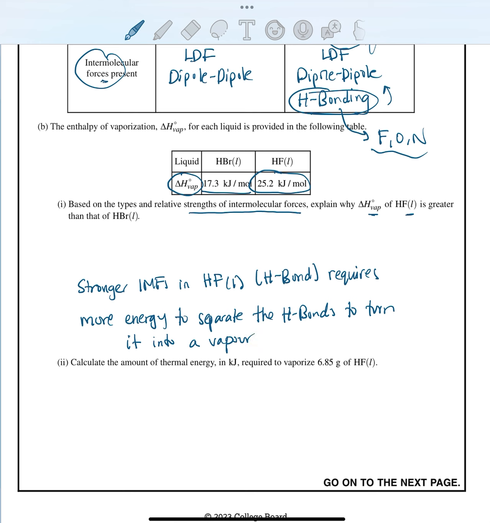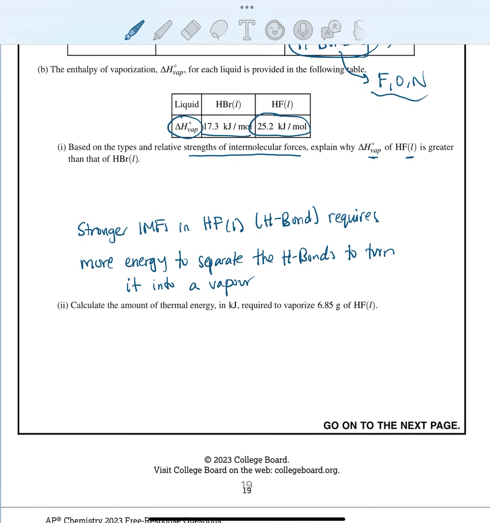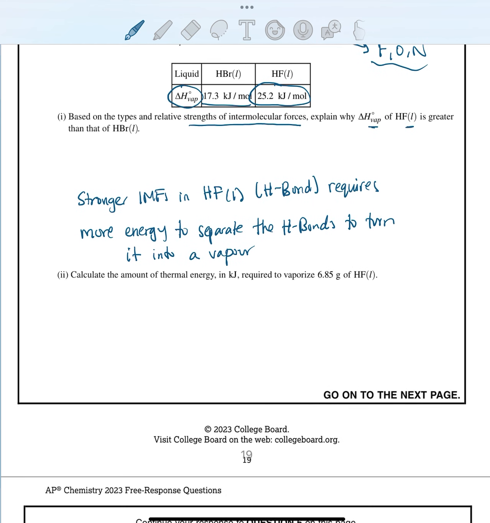You can look at the AP answer key to word this a little nicer than what I'm wording it, but hopefully you get the idea as I'm talking you through my thought process, okay? And then in the next part here, it says calculate the thermal energy in kilojoules required to vaporize 6.85 grams of HF. So if you look at the data table above, this is the amount of energy or enthalpy I need to vaporize 1 mole of HF.